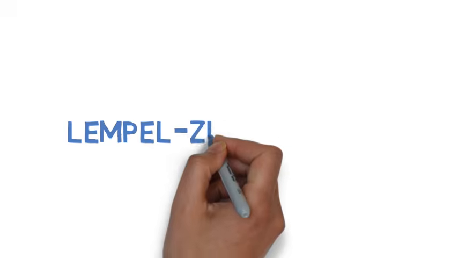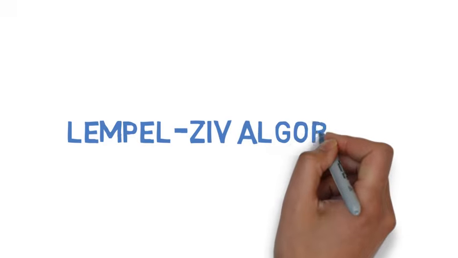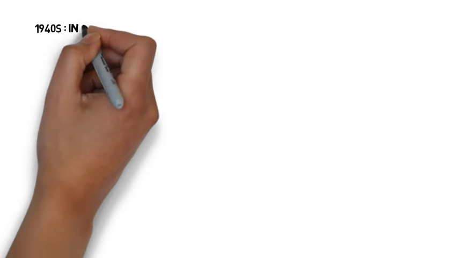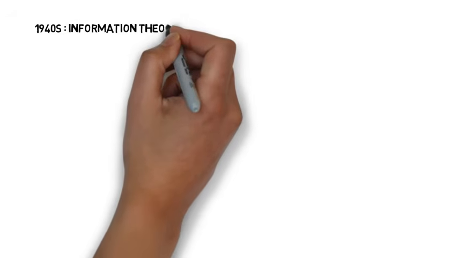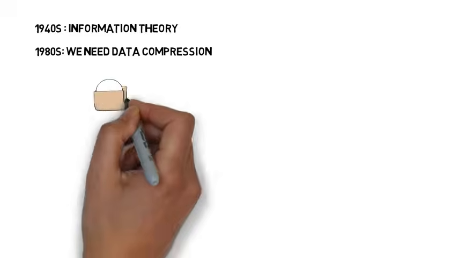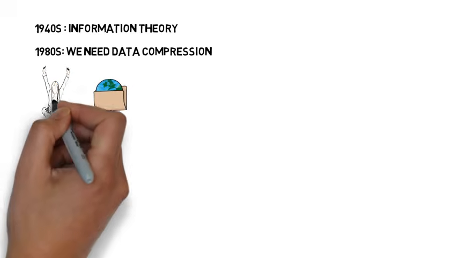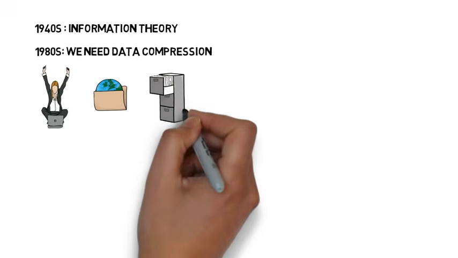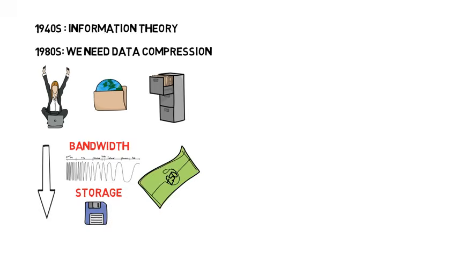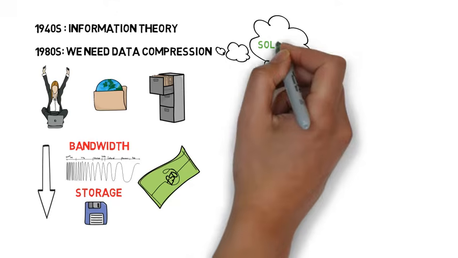Today we're going to talk about the Lempel Ziv algorithm. But first we should know why we need it, so let's have a quick look at some history. Even though information theory was created in the 1940s, it wasn't until the 1980s that data compression became of practical interest. As the internet took off, people began to share images and other data formats that are considerably large. During that time, bandwidth and storage were either limited, expensive, or both. This is where data compression jumps in as a key solution.